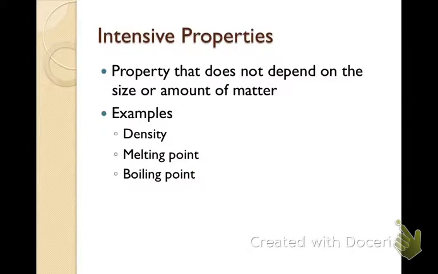So an intensive property is something that does not depend on the size or the amount of substance that you have. So this is independent of the amount that you have. All right. Some examples are density, melting point, and boiling point. Meaning if I have a 10-gram sample of something and a 1,000-gram sample of something, their density will always be the same. Same thing with their melting point and their boiling points as well.